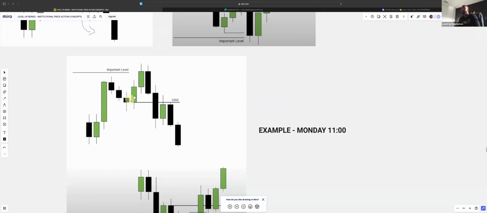So for example, what do we see here? Green and green. I do not want you to take this one. I want you to take the first candle that created this price leg up and then led to a close below it. So that right there is a change in state of delivery.